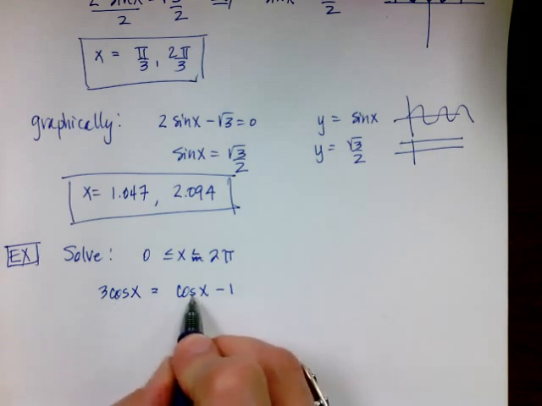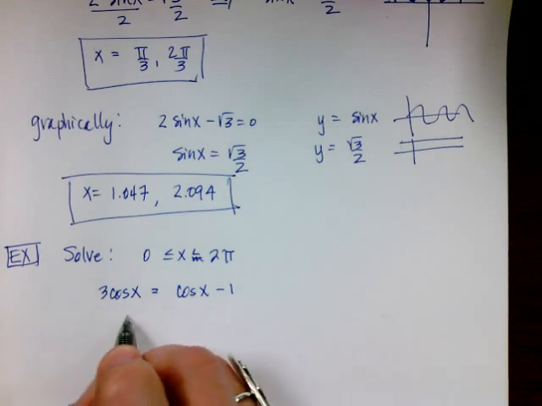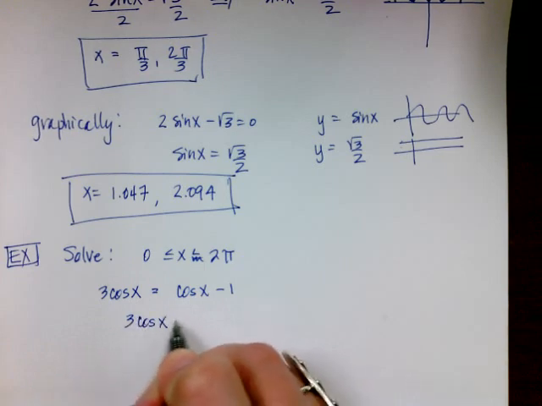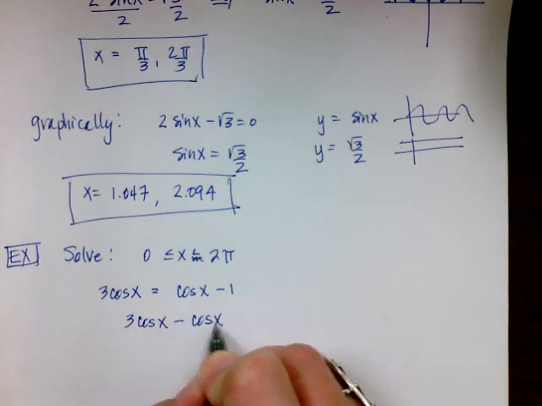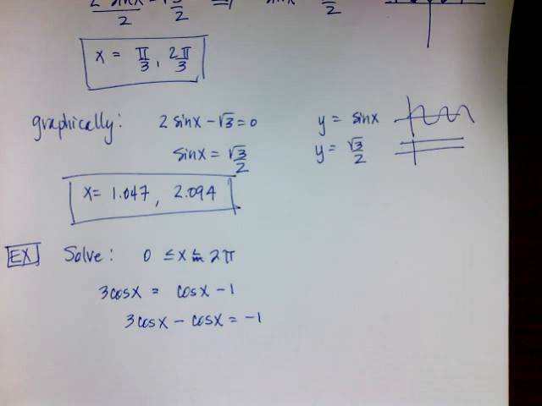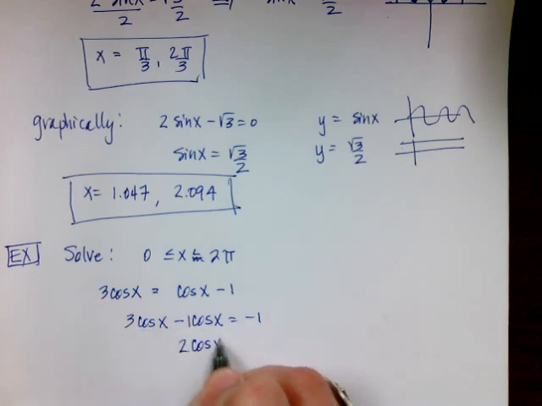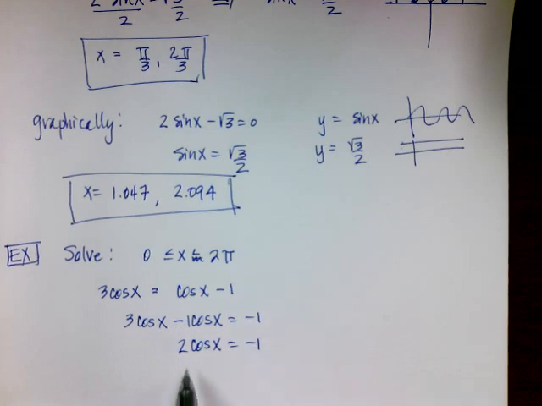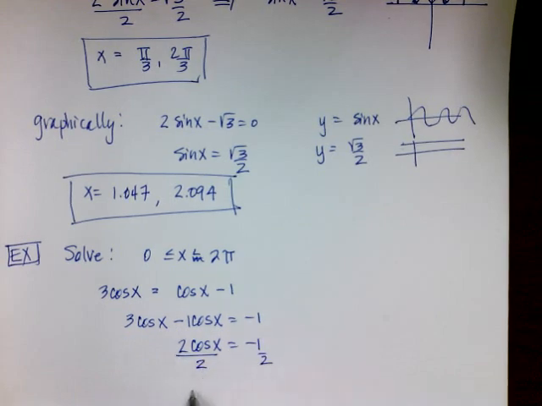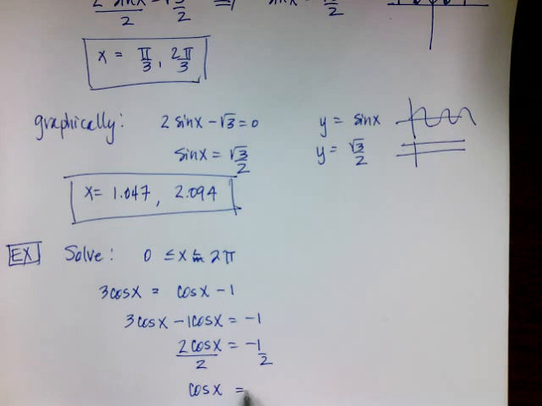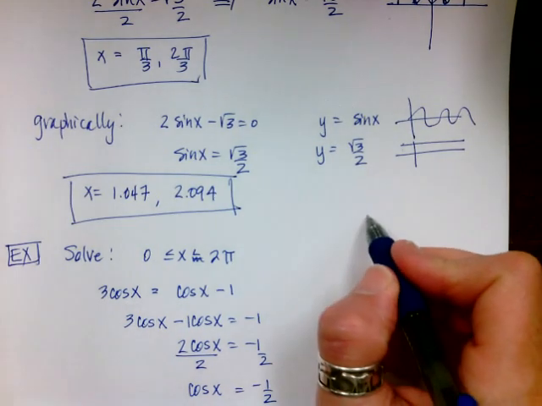So I'm going to subtract this cosine to move it over here. So I'm going to have 3 cosine x minus cosine x is a negative 1. 3 minus 1, I'm going to get 2 cosine x is a negative 1. Divide both sides by 2, and I get that cosine of x is a negative 1/2. All right, so we're still solving these by hand.